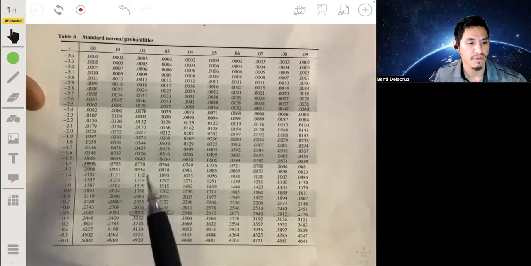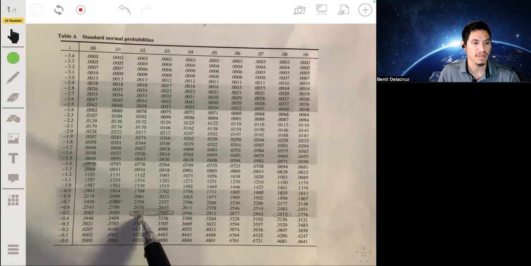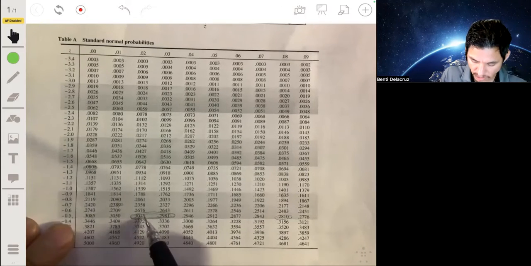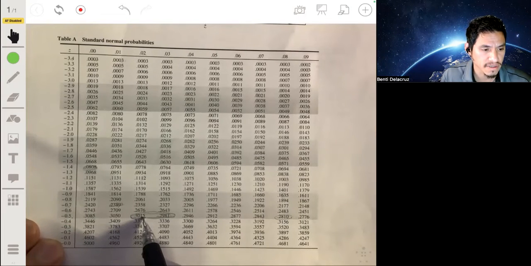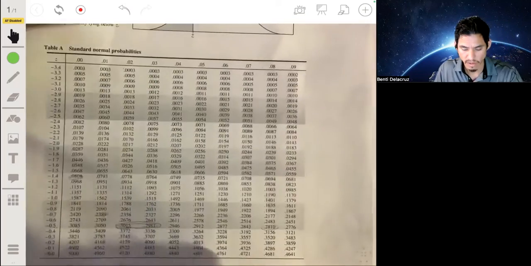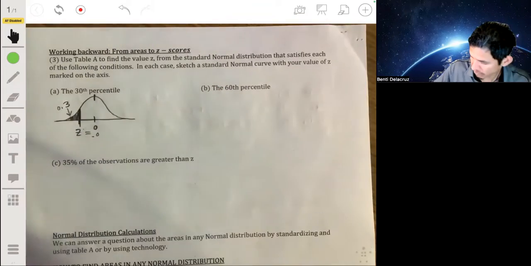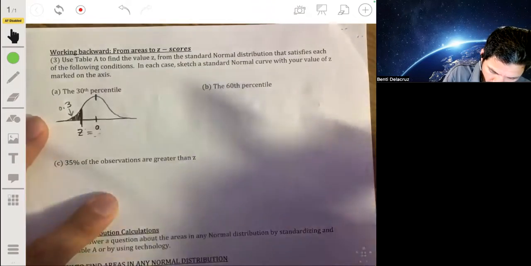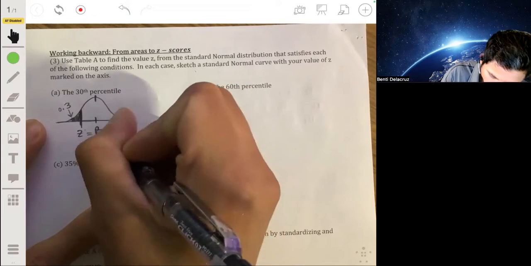Now, it won't actually be necessary to be exact. Your teacher won't mark you down if you don't have the exact value of 0.3 in your table, because it's not going to be your fault. Just pick the one that's closest. So 0.3015 is actually closer to 0.3 than 0.2981. So we look at the z-value that matches this, and that's going to be a z-value of negative 0.52. So this z-value would be negative 0.52. That's essentially what we're looking for.